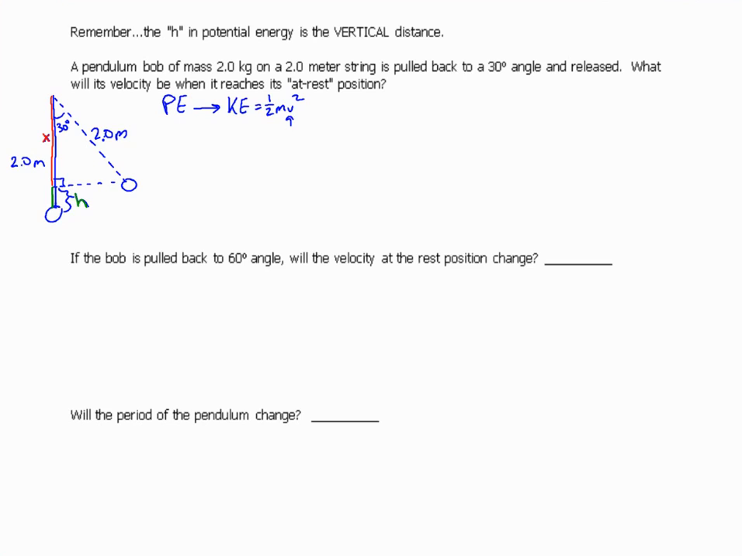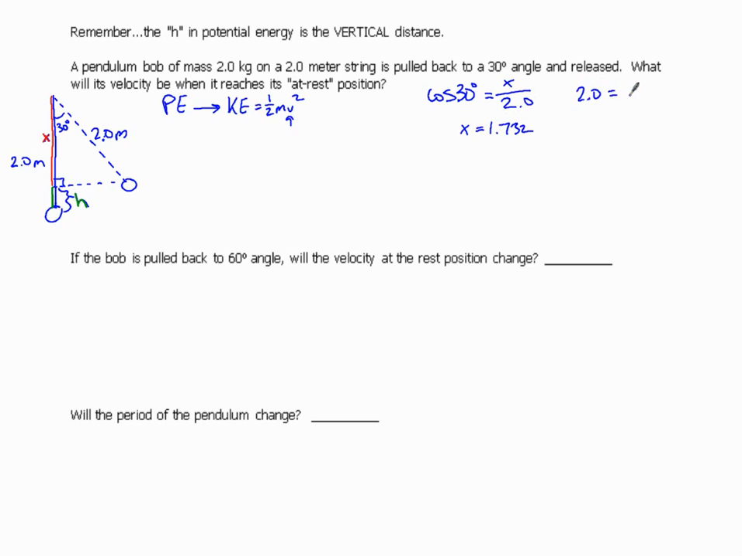So first off, we want to calculate its potential energy, which means we have to know how high we lifted it. So we can't just go in and figure out h. We have to figure out x first. So here's my 30-degree angle. We have a hypotenuse. X is the adjacent side, which means we have to use the cosine of 30 degrees, which is the adjacent over the hypotenuse. So we find that X is 1.732.